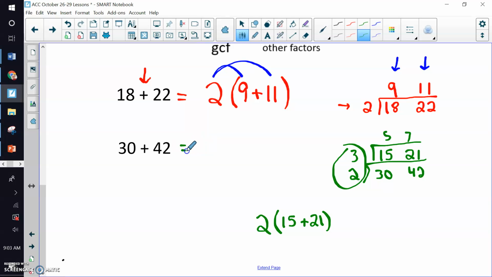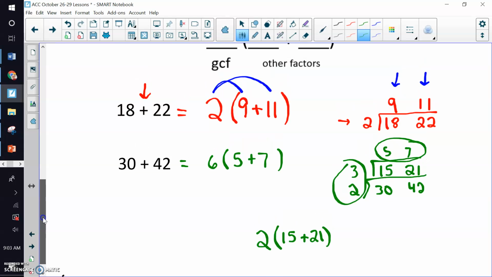So using the greatest common factor, oftentimes a test or the textbook will ask you specifically for the greatest common factor. So 6 times, here's our other two factors right here, 5 and 7. So we say 5 plus 7. Okay. So that is using the greatest common factor to start off with an addition problem and rewrite it as a multiplication problem using the distributive property.